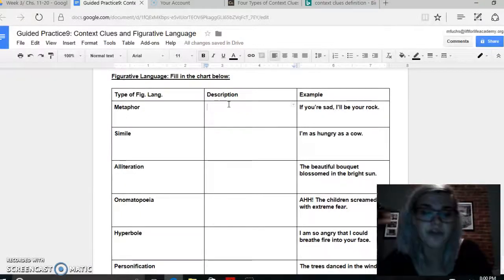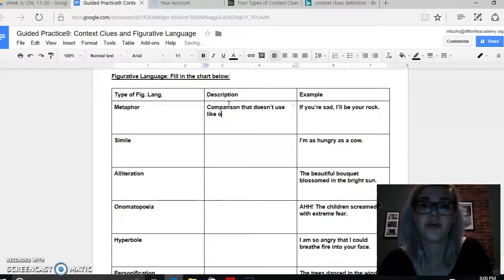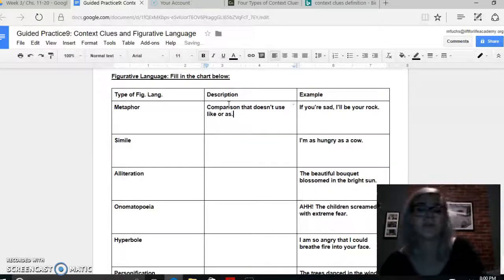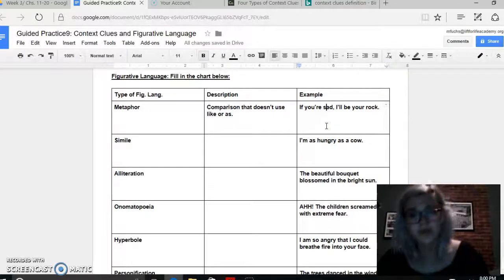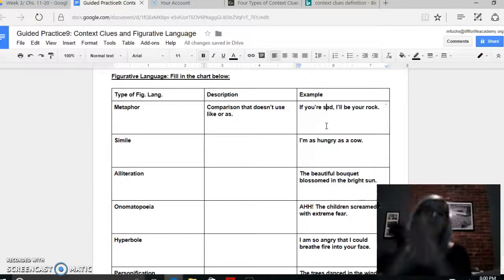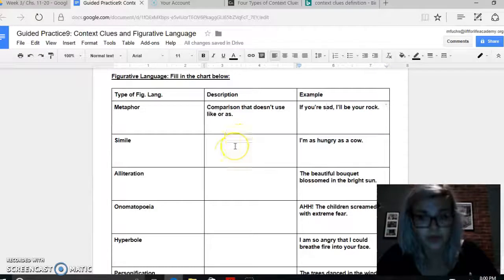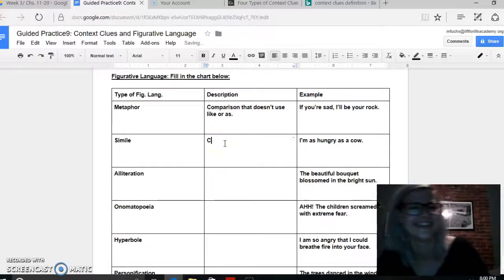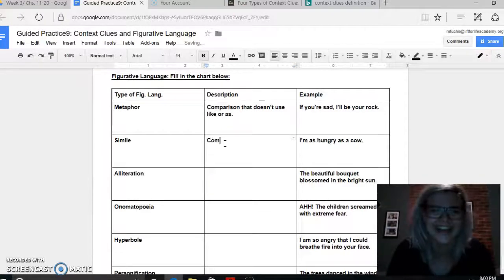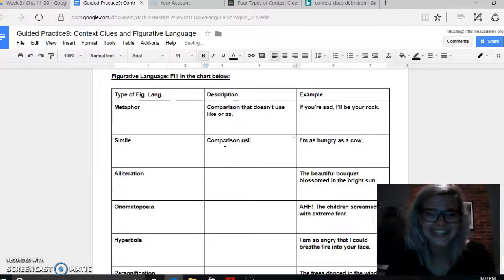All right, a metaphor is a comparison that doesn't use like or as, okay? So, our example, if you're sad, I'll be your rock. I'm never going to actually be a rock, but I could be your emotional rock. So it is a metaphor, okay? Strong as a rock. But we don't use like or as, because when we use like or as, that is a simile.